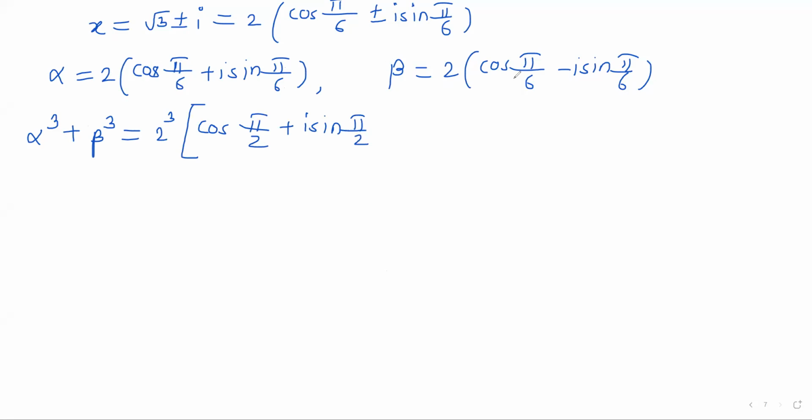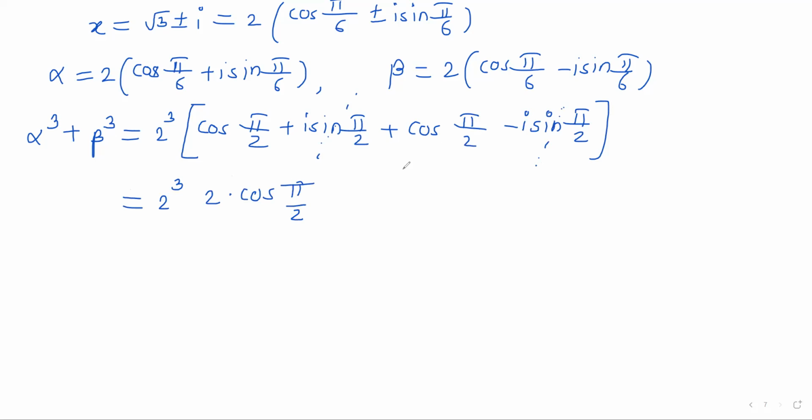Right? Then again यहाँ पे भी cos of 3 pi by 6, again cos pi by 2 बन जाएगा. Cos pi by 2 minus i into sin of pi by 2. Simplify this. I sin pi by 2 and minus i sin pi by 2 get cancelled. So your final answer will be 2 raised to 3 into 2 cos of pi by 2. What is cos pi by 2? That is 0. So your final answer will be 0. This is what we have to prove, and hence proved.